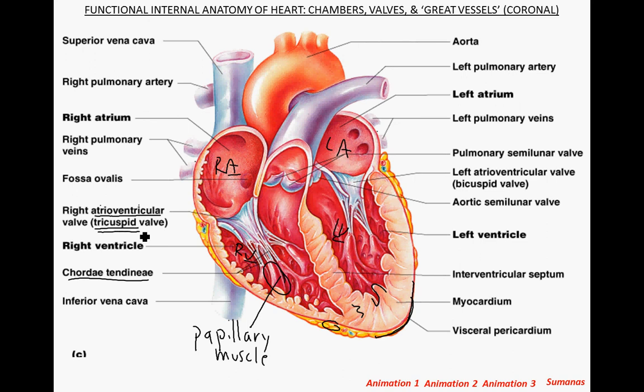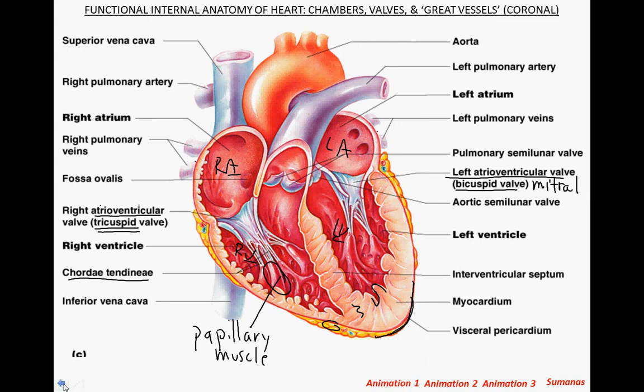Right? The AV valve on the left side is the left atrioventricular valve. Right? Right here, the left atrioventricular valve, also sometimes known as the bicuspid valve, but it has an even more special name. It's mostly always referred to as the mitral valve, and we'll get to that in just a second. So those are the 2 AV valves, right? Highlighted in black there, or underlined in black.